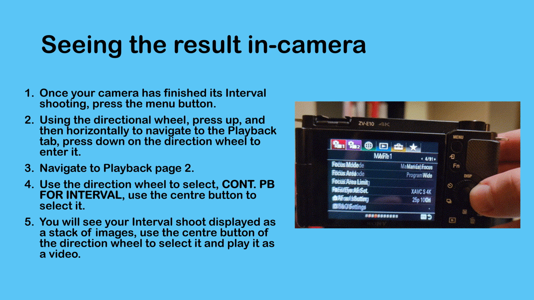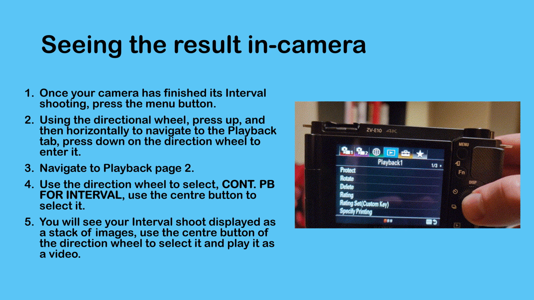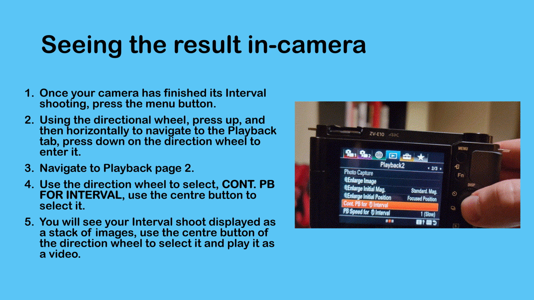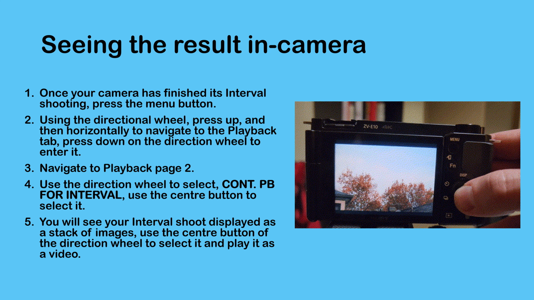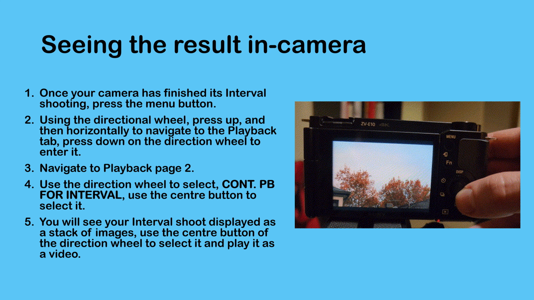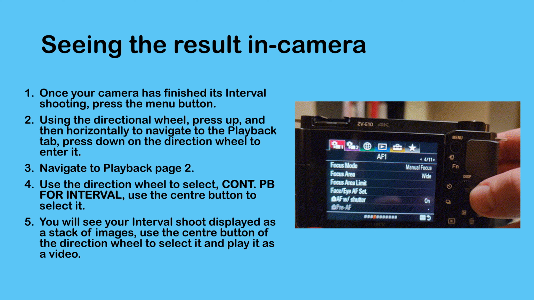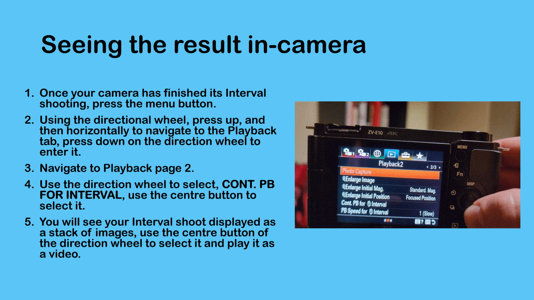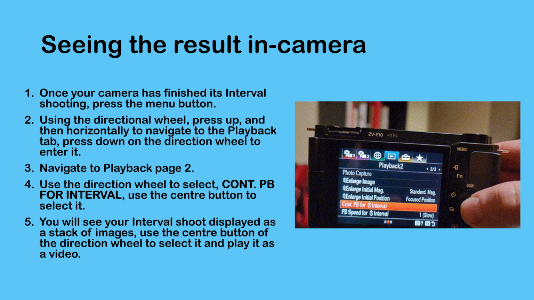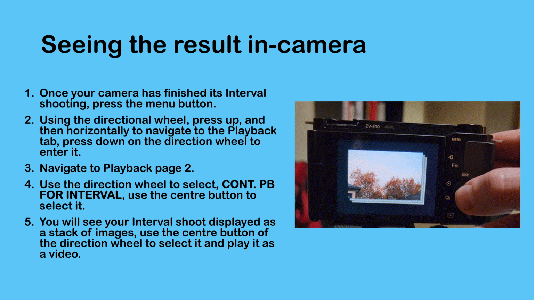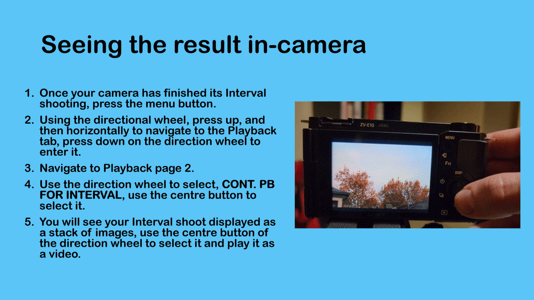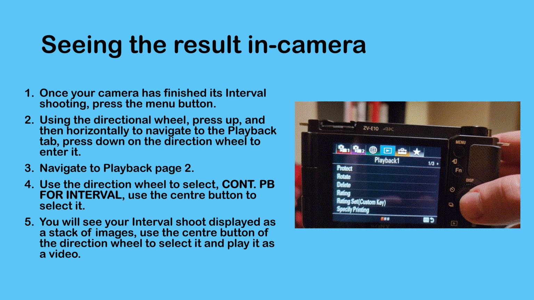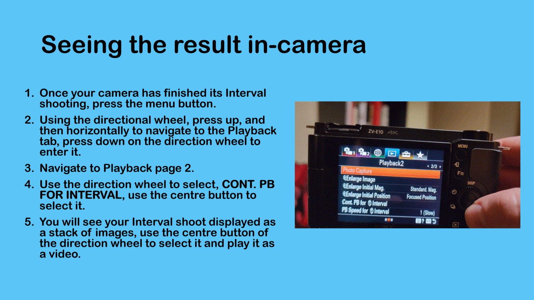Once your camera has finished its shoot, you can see the result in camera. Press the menu button. Using the directional wheel, press up and then horizontally to navigate to the Playback tab. Press down on the direction wheel to enter it. Navigate to Playback page 2. Use the direction wheel to select Continuous Playback for Interval. Use the center button to select it. You will see your interval shoot displayed as a stack of images. Use the center button of the direction wheel to select it and play it as a video.